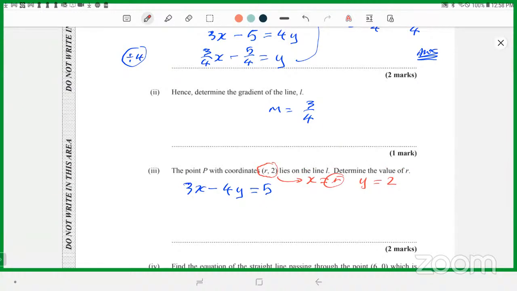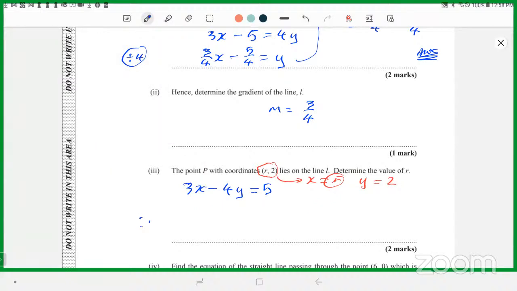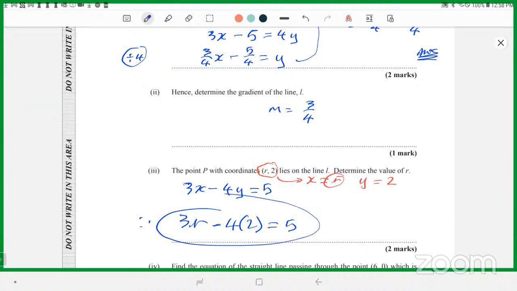So I'm going to take the x value and put it right here. So I'm going to get 3r. So I can say therefore 3r minus 4 times the y value. The y value coming right here is 2. 4 times 2 becomes equal to 5. And so now I'm solving this for r. I'm solving that for r. So I can just do it right here and show what the r is quickly.